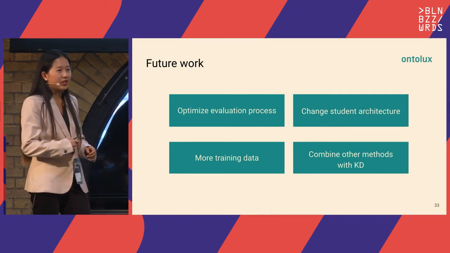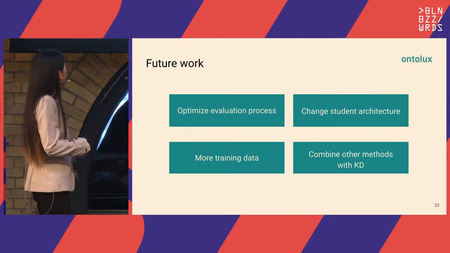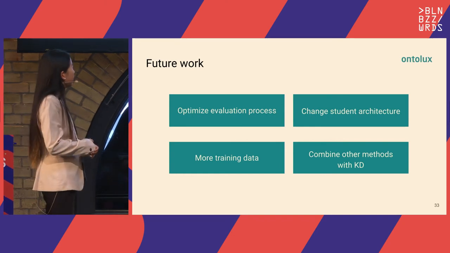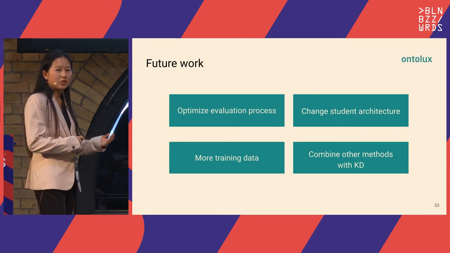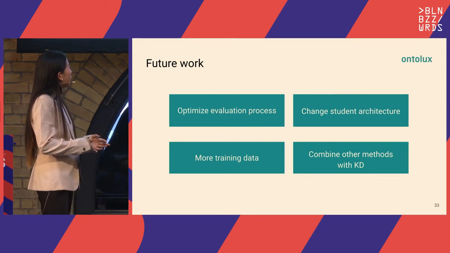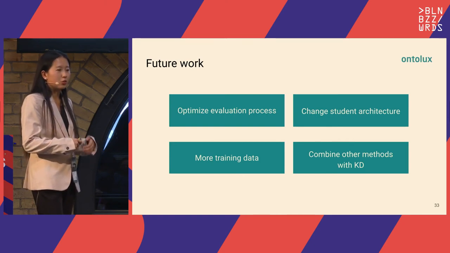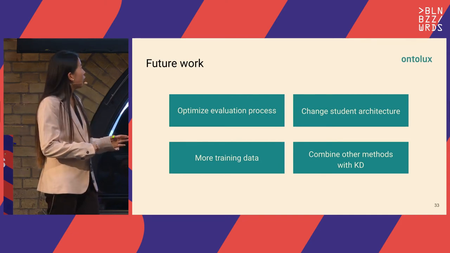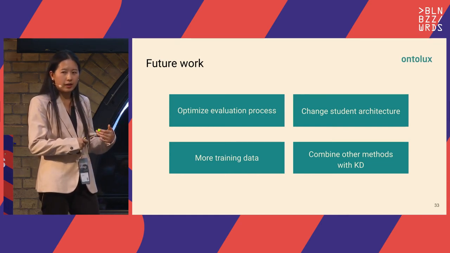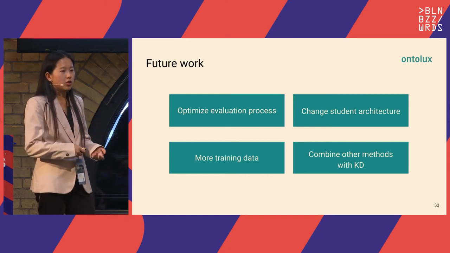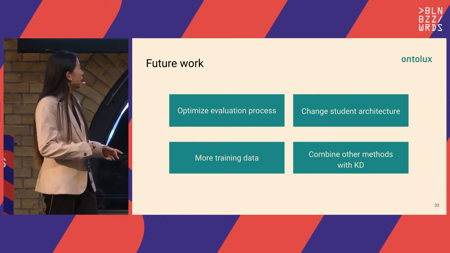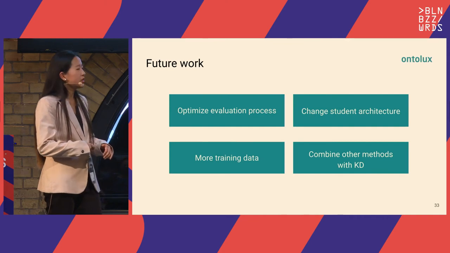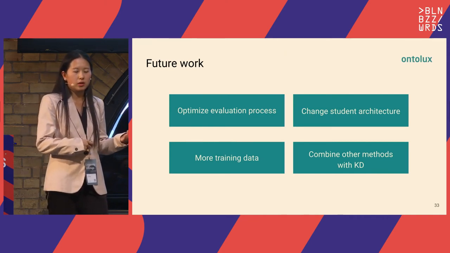There are also a lot of things that we consider doing in the future. We have to optimize our evaluation process, which means manually labeling the evaluation set could be necessary. We also want to change the student architecture, because we are curious how well a transformer model would perform in comparison to the RNN-based model. Maybe we can also generate more training data and see how the result looks. And lastly, we could easily combine knowledge distillation with all the other methods we mentioned before.